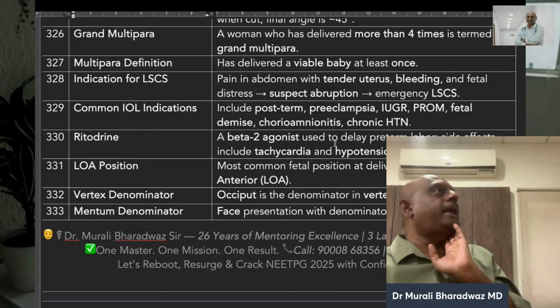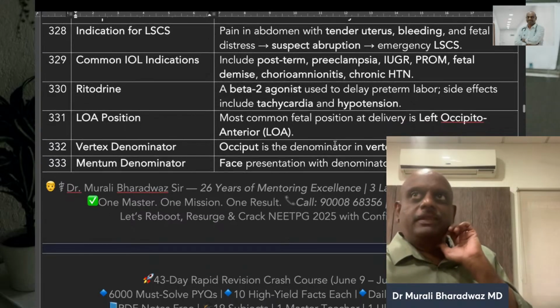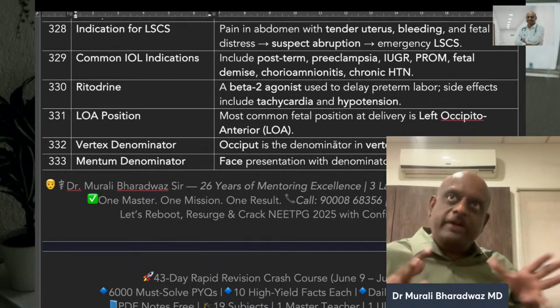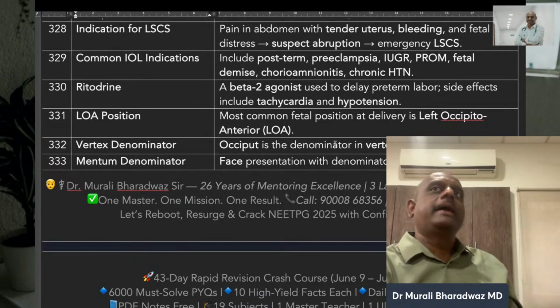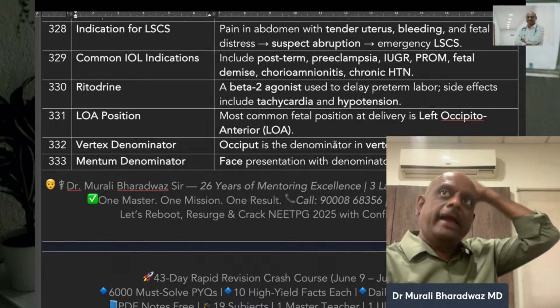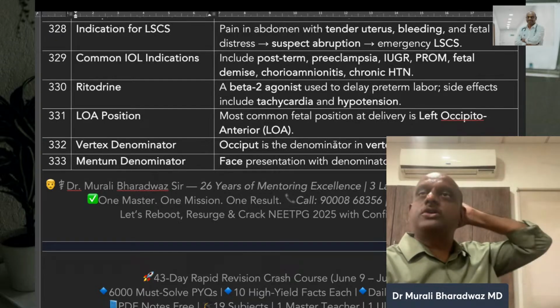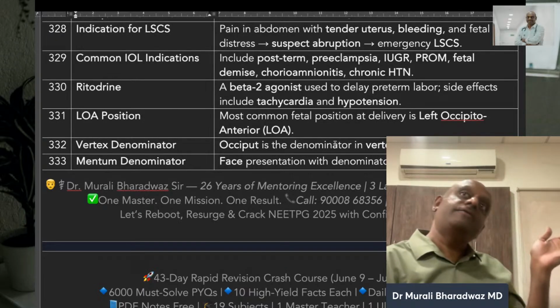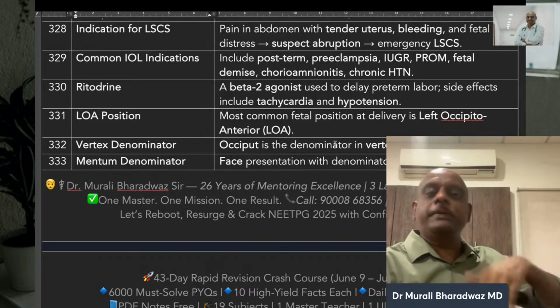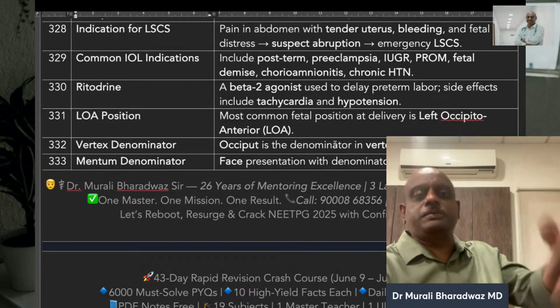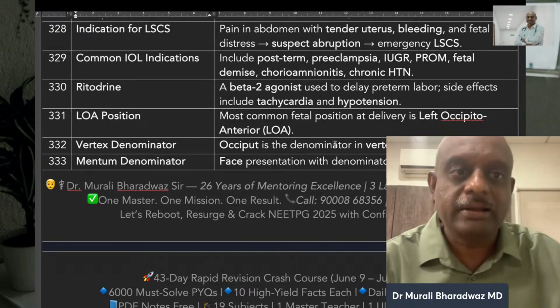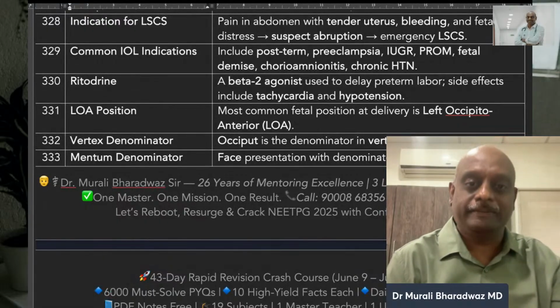Then, what is LOA position? The most common way the fetus presents is occiput anterior, not occiput posterior. And left occipito anterior position is the most common position, which is what you need to basically remember.